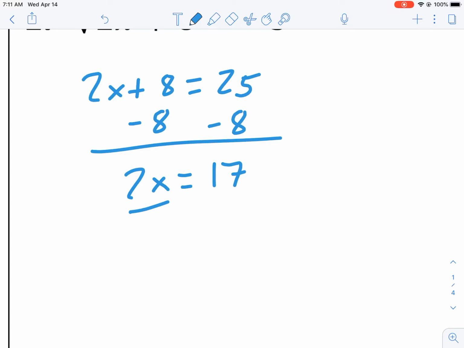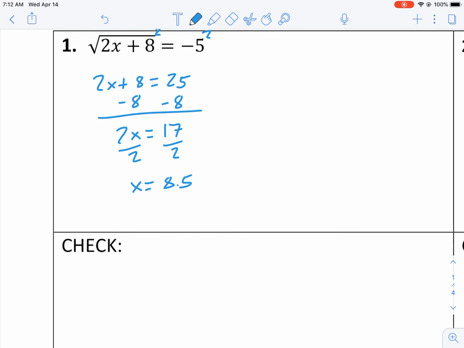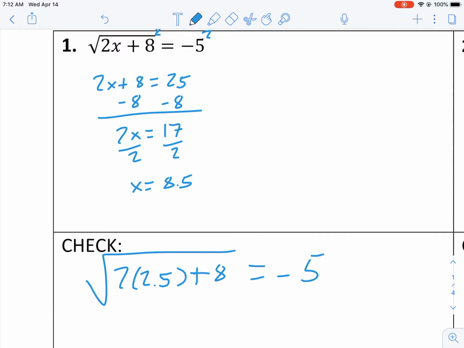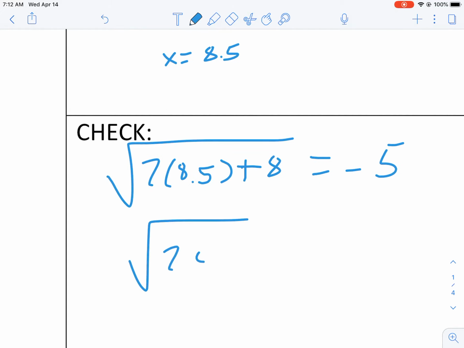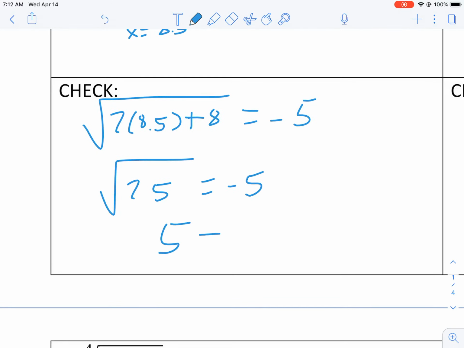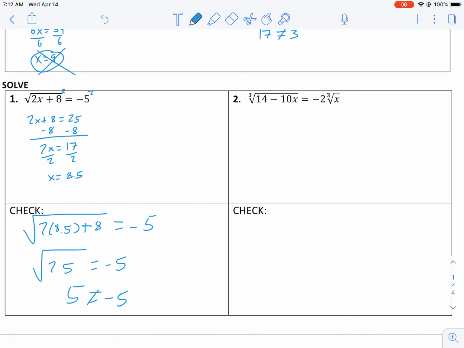Is this a fraction? What are we doing here? So again, when we plug this back in, wait, not 2.5, 8.5. This is going to give us the square root of 25 equals negative 5, which is not true because 5 does not equal negative 5. So if you get that it equals a negative number, that's going to be extraneous.